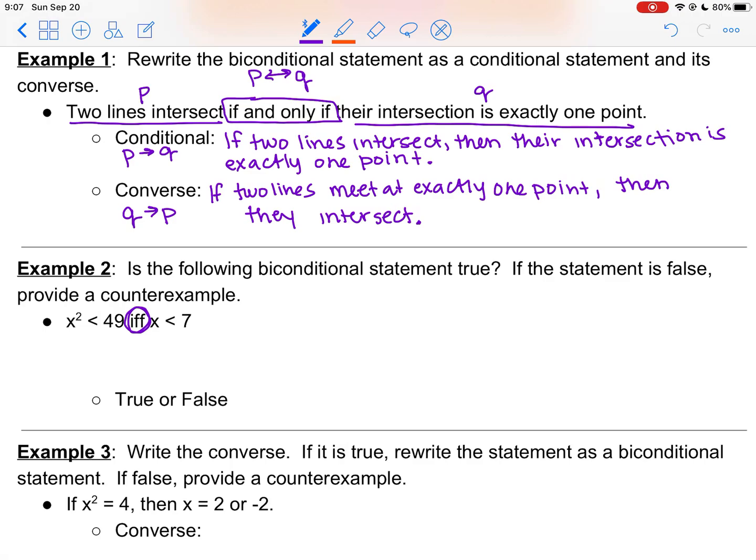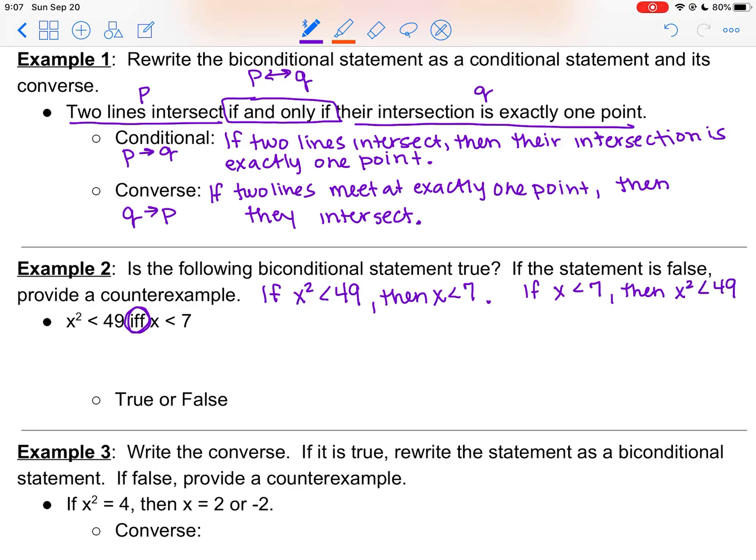So we have to look at both of our conditional statement and our converse of that statement. And if we can find a counterexample for either of those, then we can prove that this is false. So if we start with if x squared is less than 49, then x is less than 7. So that was the conditional statement. The converse would be if x is less than 7, then x squared is less than 49.